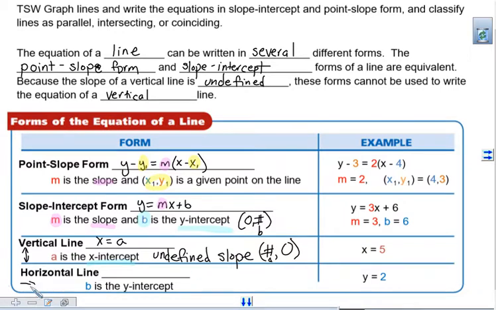A horizontal line, remember, goes left to right, and that is equal to y equals our y-intercept. Again, remember, a y-intercept is 0 and then your number.